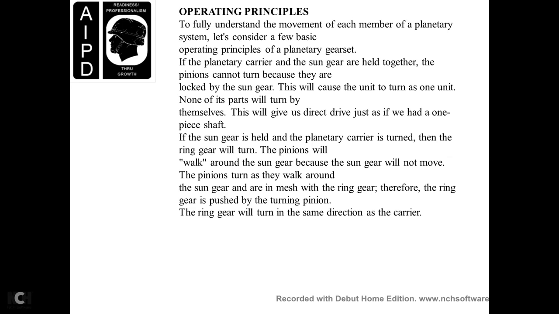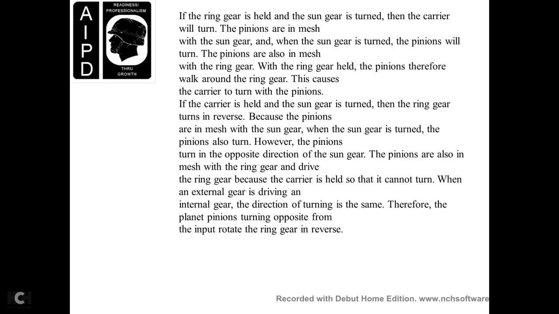If the sun gear is held and the planetary carrier is turned, then the ring gear will turn. The pinions will walk around the sun gear. Because the sun gear will not move, the pinions turn as they walk around the sun gear, meshing with the ring gear. Therefore, the ring gear is pushed by the turning pinions, and the ring gear will turn in the same direction as the carrier.